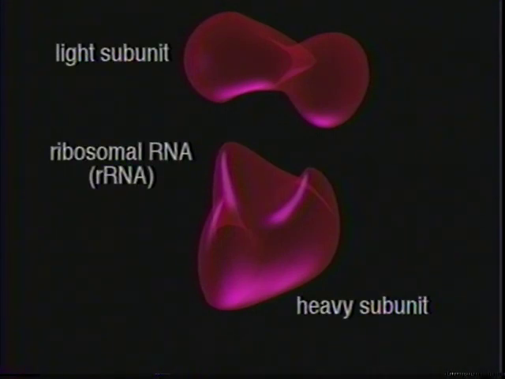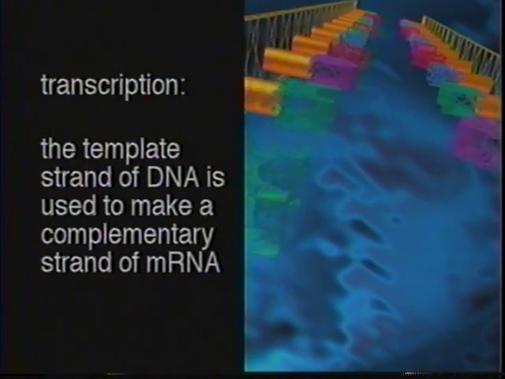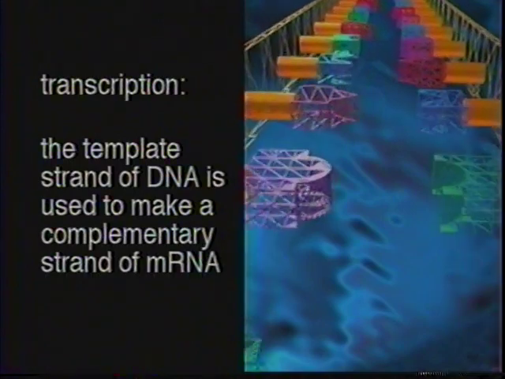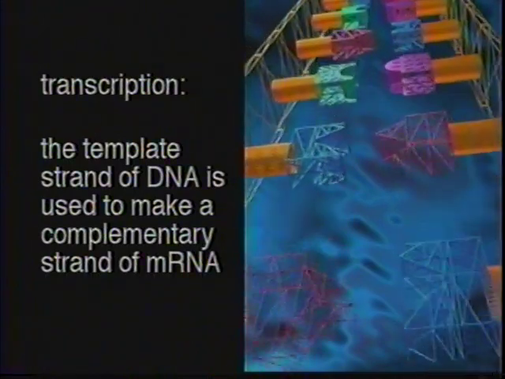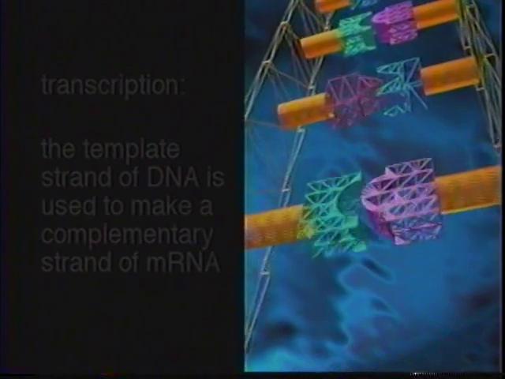Ribosomes, the protein factories of the cell, are made of 1 light and 1 heavy subunit. Each subunit is made of proteins and ribosomal RNA, or rRNA. The events leading to protein synthesis can be divided into 2 stages, transcription and translation. In transcription, the template strand of DNA is used to make a complementary strand of messenger RNA, which then carries the gene's instructions to the cytoplasm.